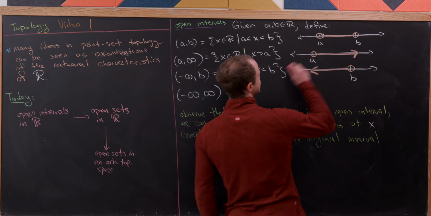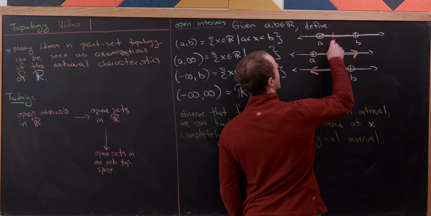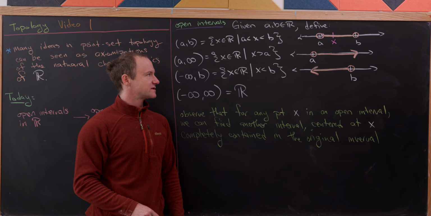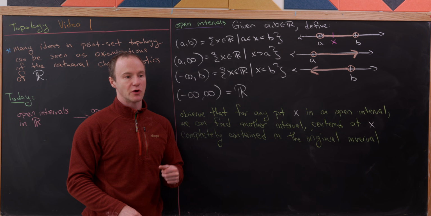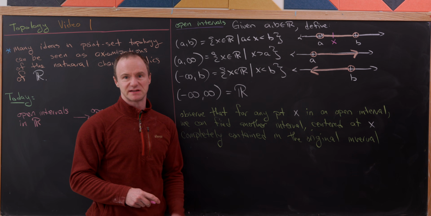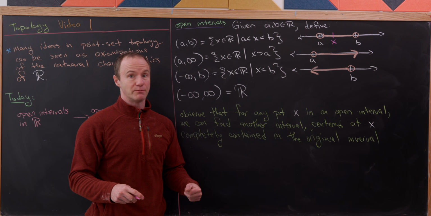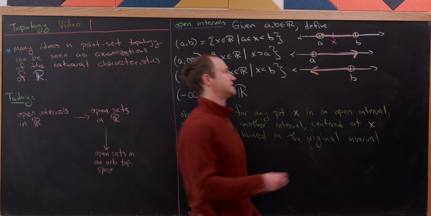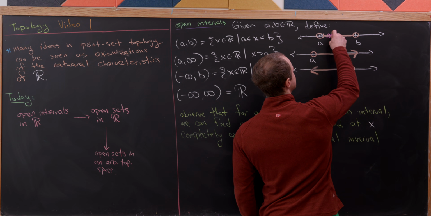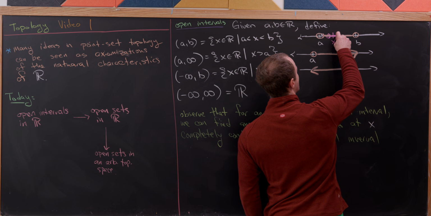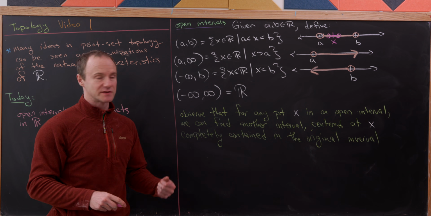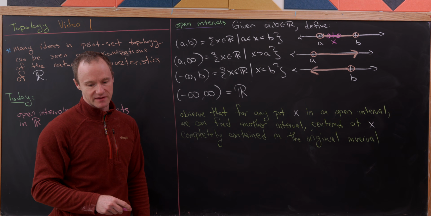Well, for instance, let's go up here and say that we've got a point x somewhere between A and B. Well, since it has a positive distance from both A and B, we could perhaps find the minimum of those distances, take some portion of the minimum of those distances, and create an open interval centered at x that most definitely doesn't land on any of those points outside of that interval.